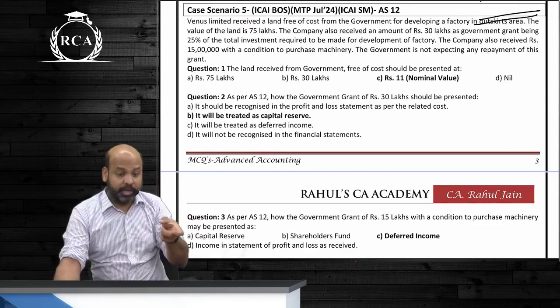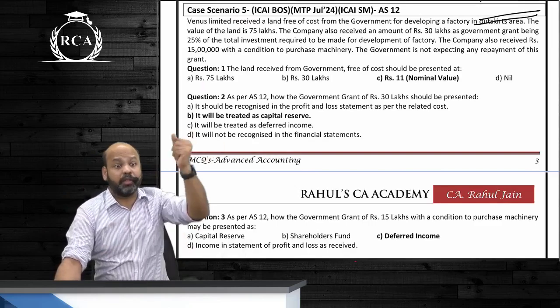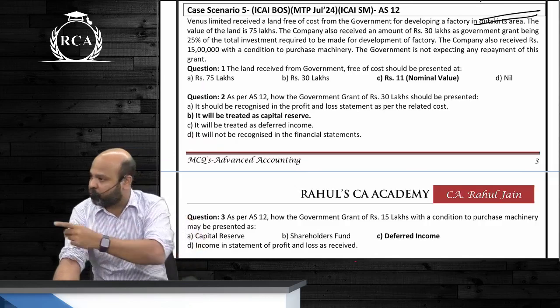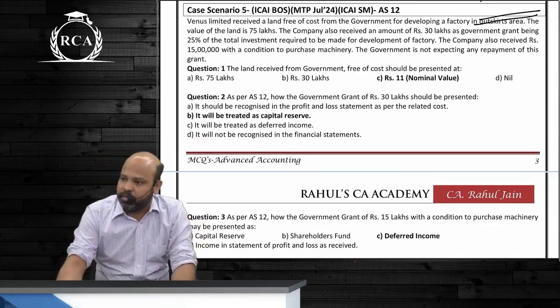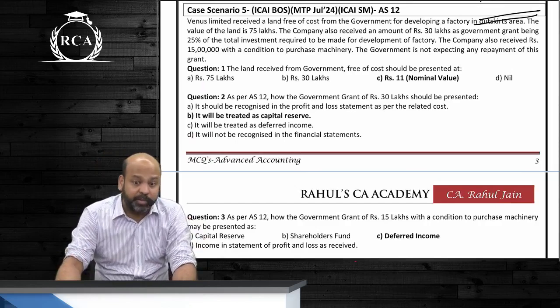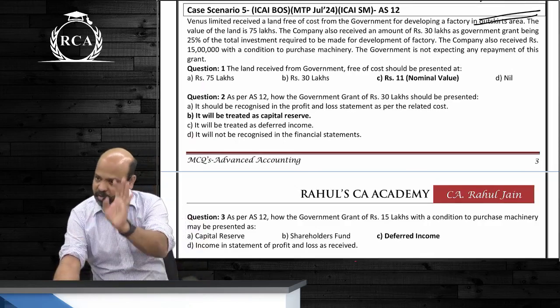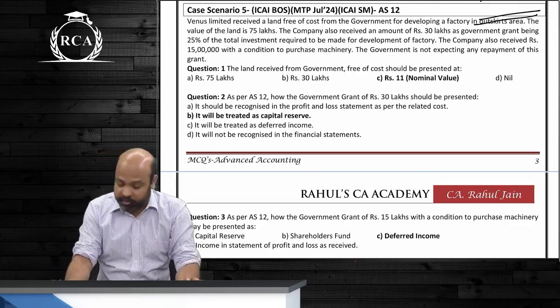Because whatever nominal value we are recording will obviously get transferred to the P&L account, beta. I cannot record only one side of the transaction. I will have to record the other side as well. So that's why, beta, I've just given it as 11 rupees. But if the question gives 10 lakhs as nominal value, do not question the question. Assume that the nominal value, beta, is 10 lakhs.